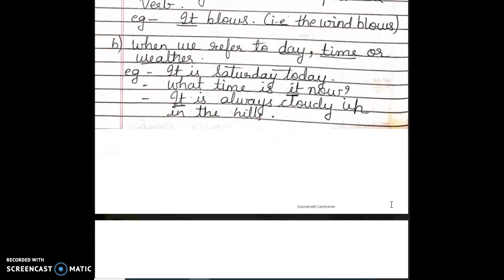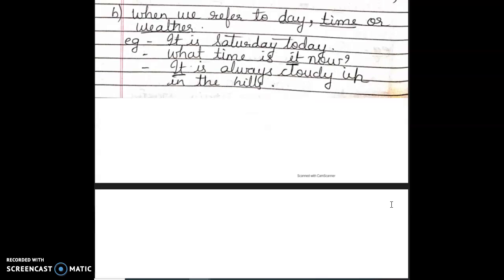Now, when we refer to day, time or weather, what is it? It is Saturday today. What time is it now? It is always cloudy up in the hills. So when we talk about day, time or weather, and when we use it as the subject, then also it is an impersonal pronoun.